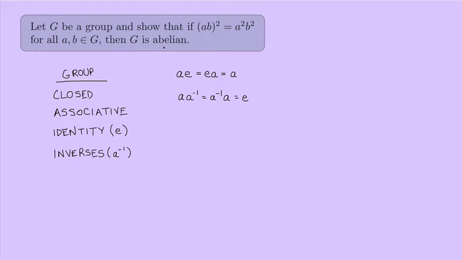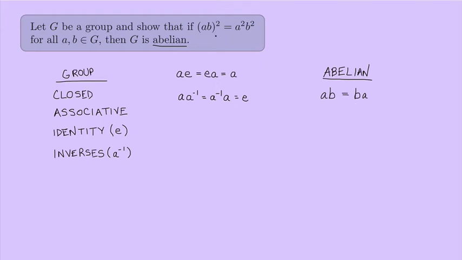Now it also says that G is abelian. Okay, so what does that mean? So if something is abelian, that means that for any two elements A and B in the group, A times B equals B times A. You may also have heard of this as being the commutative property. So that's what we're trying to show. We're trying to show that AB equals BA.